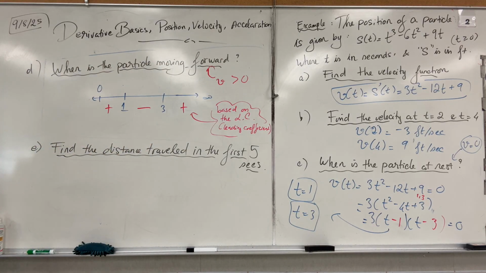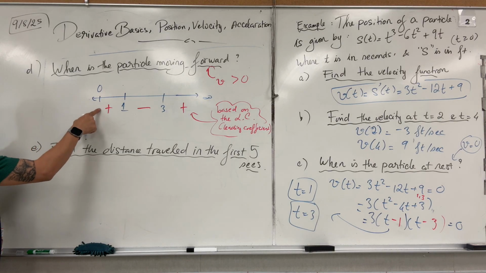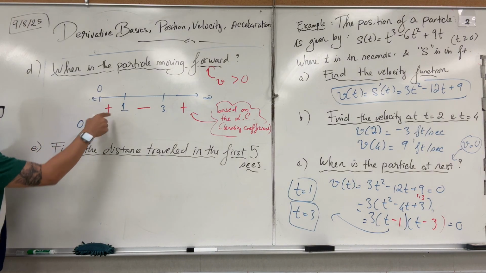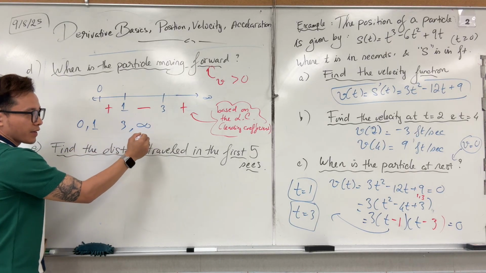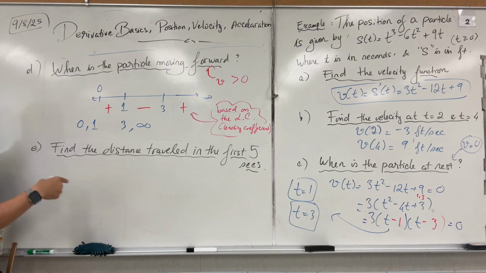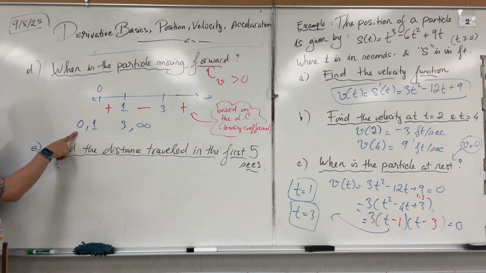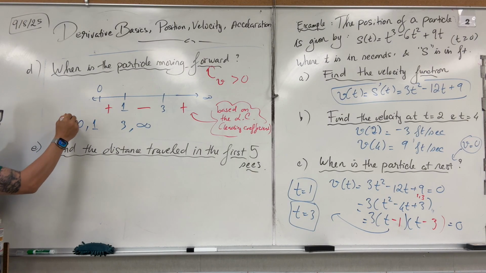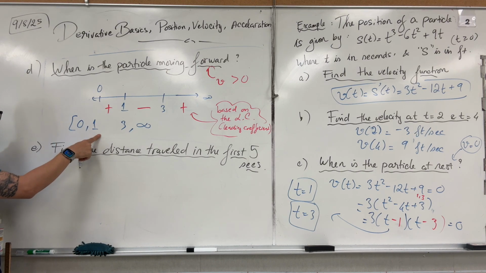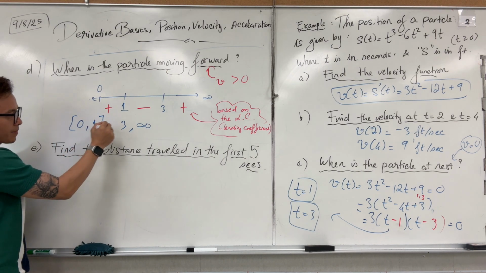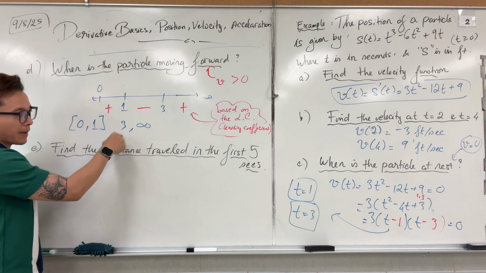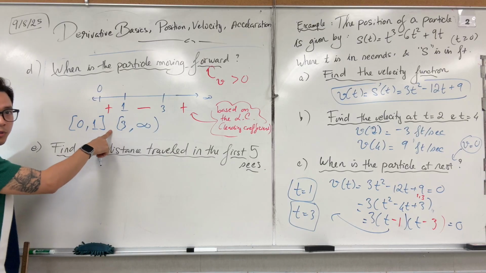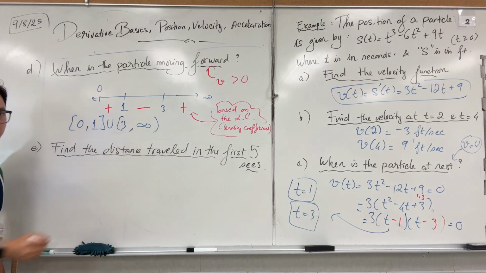Then what is your answer? Moving forward during the time 0 to 1 and 3 to infinity. What is it, parenthesis or bracket? For 0, bracket. Then 1, they're going to be 0 anyway. And then 3. What's in between? Union, U.